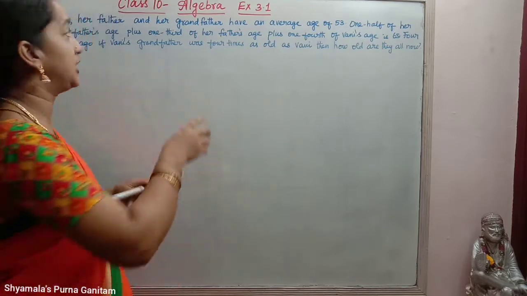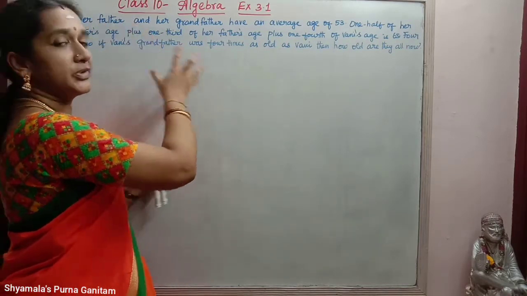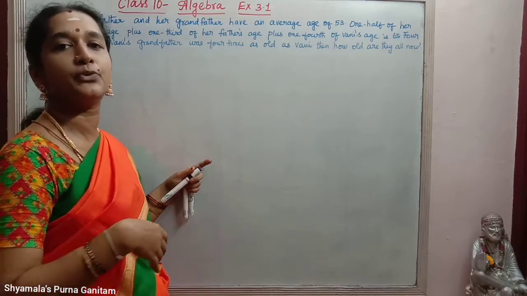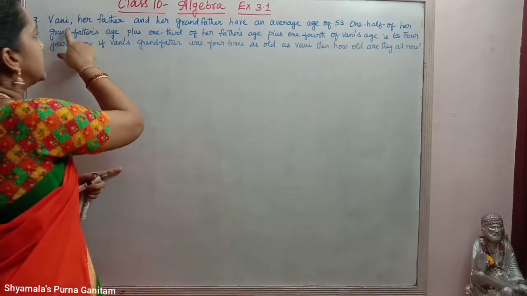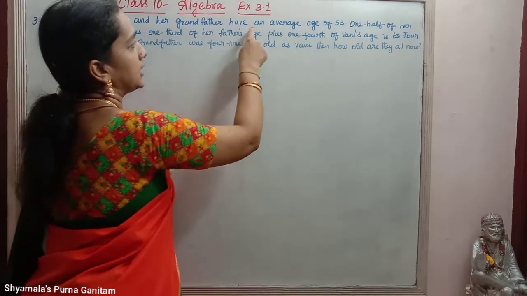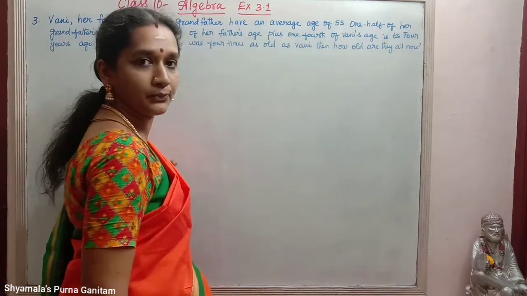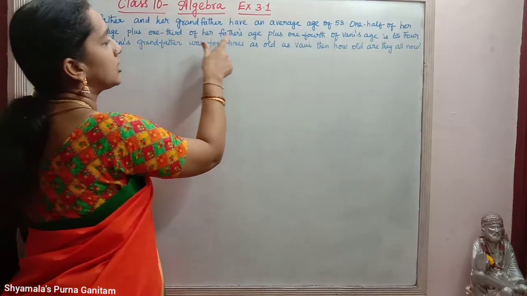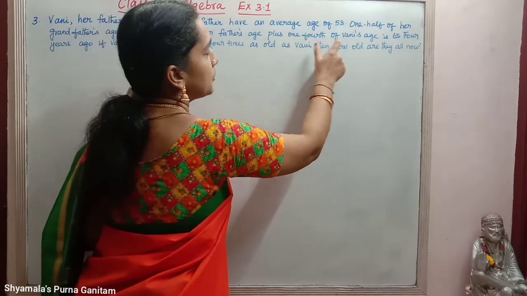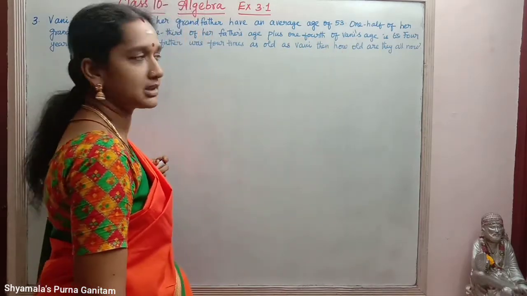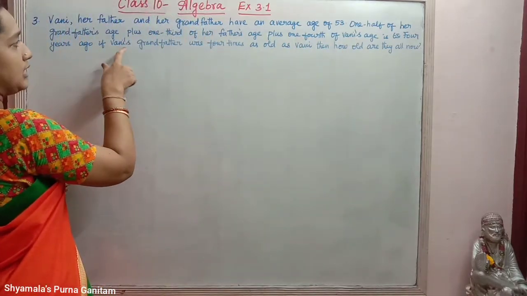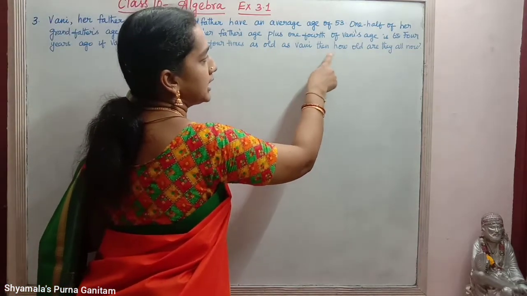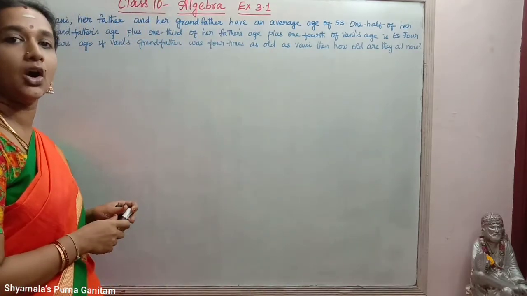So next one is the word problem. For this word problem we have to write it as equations, then we have to find the values from the given information. Okay. So Vani, her father and her grandfather have an average age of 53. One half of her grandfather's age plus 1/3 of her father's age plus 1/4 of Vani's age is 65. 4 years ago, if Vani's grandfather was 4 times as old as Vani, then how old are they all now?